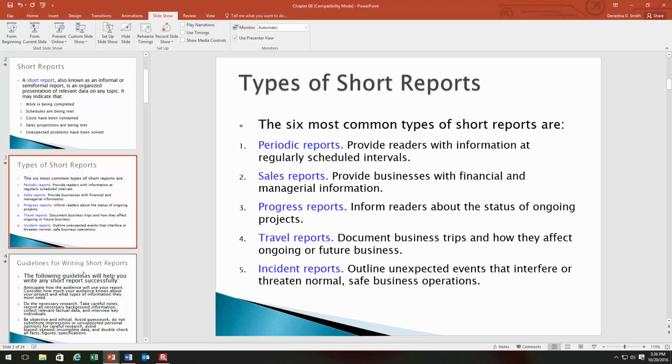You may ask for an employee activity report so that you know what everybody is kind of doing in terms of meeting that goal. And so those are the 6 types of short reports.